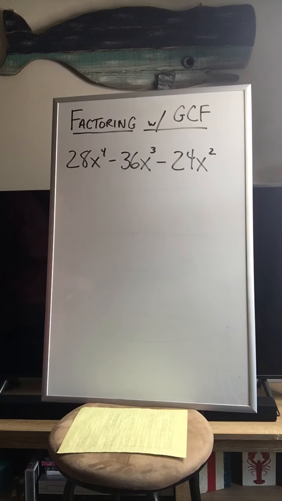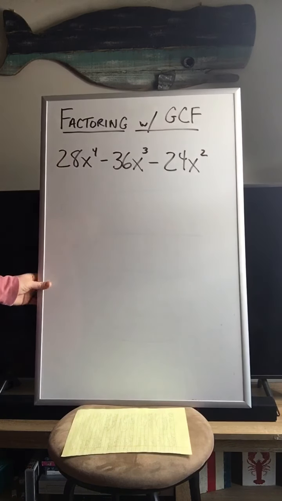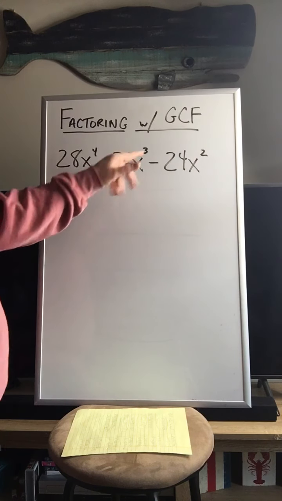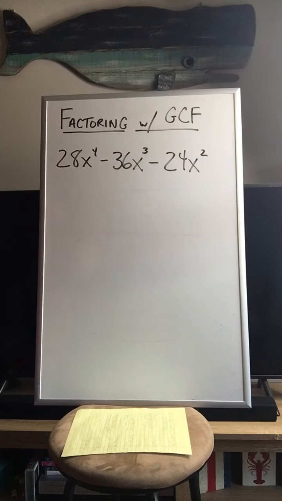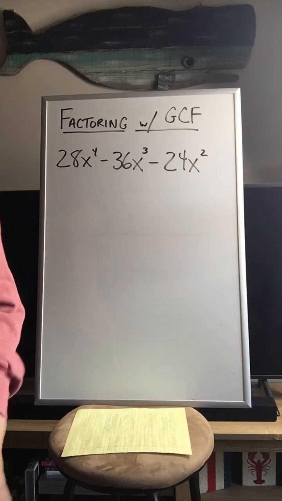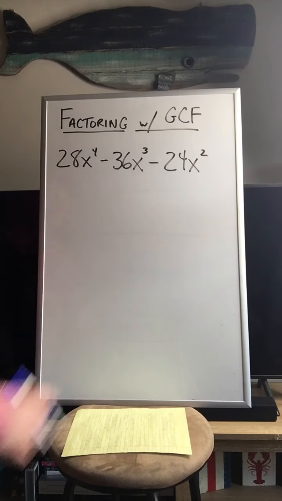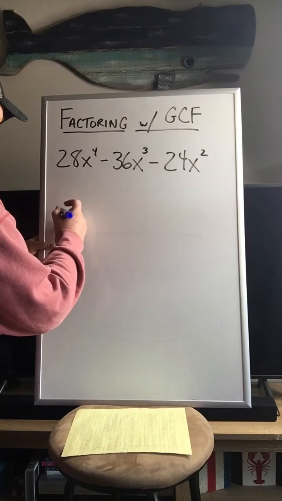So once again, I want to look at the polynomial and figure out what is the biggest factor that they all have in common. So we start with the number. So you look at 28, 36, and 24. What's the largest number that will go into all 3 of those? And if you think for a minute, you figure out that it's 4, right? 4 is the biggest number that goes into all 3 of those.